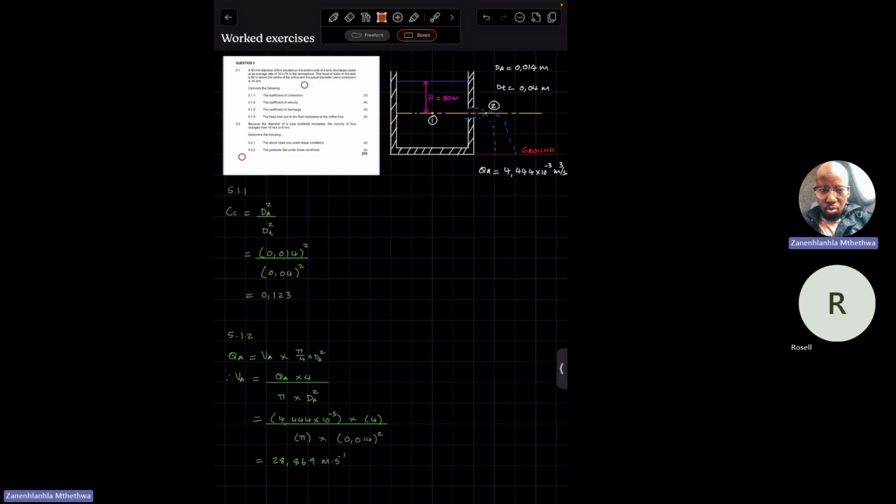Right. So that is all you've been given. Now you can look at the questions. The questions are pretty straightforward. It asks you to calculate the coefficient of contraction. Right. So you get what is this?